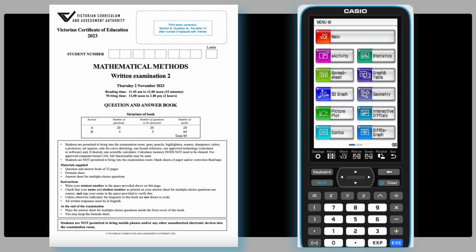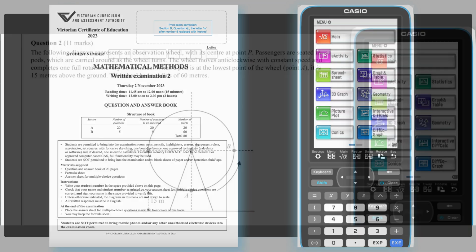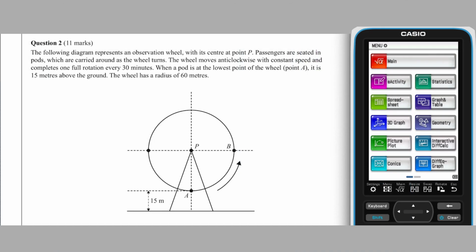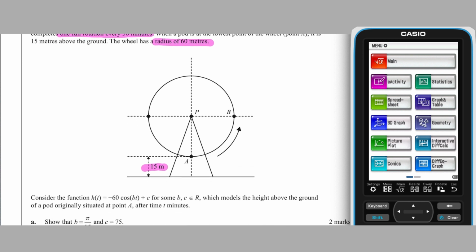This video will present solutions to the VCE 2023 Mathematical Methods Written Examination 2, Section B, Question 2. This question concerns a rotating observation wheel. The key information about this wheel is that it rotates once every 30 minutes. It has a radius of 60 metres and its lowest point is 15 metres above the ground.